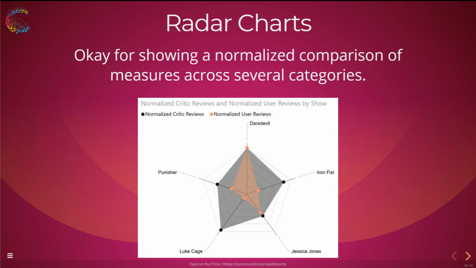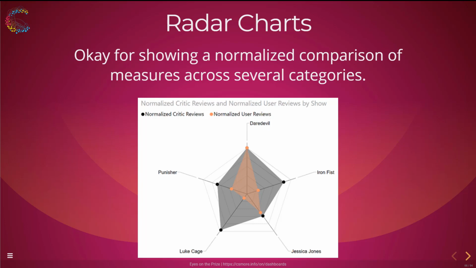So Daredevil had the most critic reviews and the most user reviews. Luke Cage had the second highest number of critic reviews, but the lowest number of user reviews. Jessica Jones, the exact opposite. Fewest critic reviews, second most user reviews. So it's interesting seeing the dynamics in here. And that's what a radar chart is useful for. It's showing dynamics across a few categories.